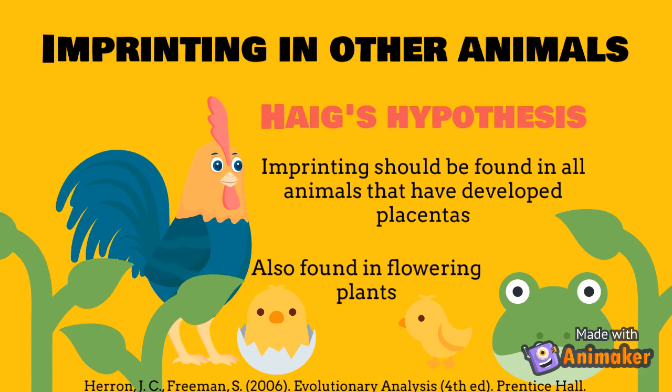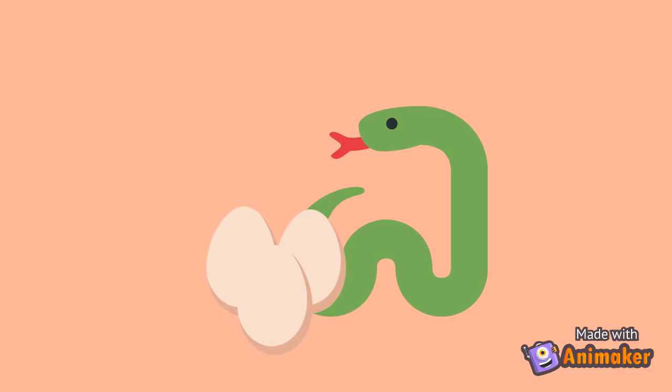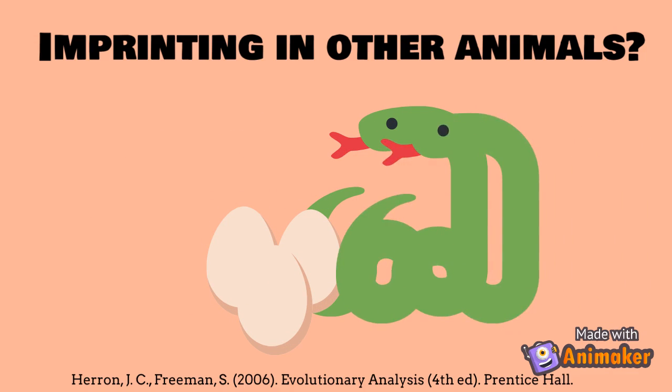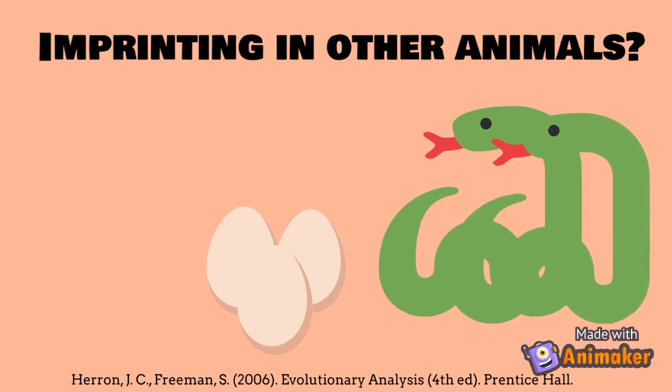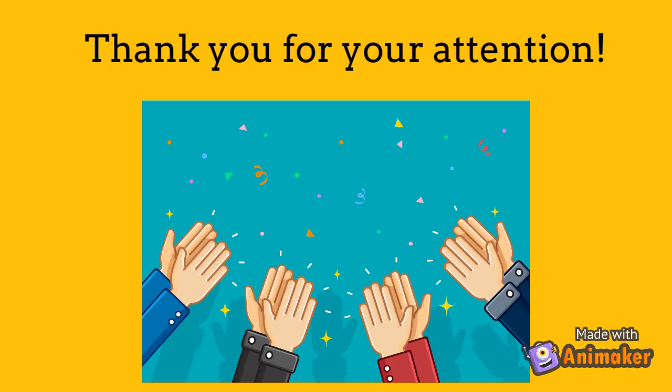According to Haig's hypothesis, imprinted genes should only be found in groups of organisms that have developed placenta-like structures. Therefore, this form of imprinting only occurs in mammals with placentas and does not occur in animals such as chickens, frogs, and snakes, where the embryos are provisioned before fertilization, and there is no opportunity for the father to manipulate the distribution of maternal resources.